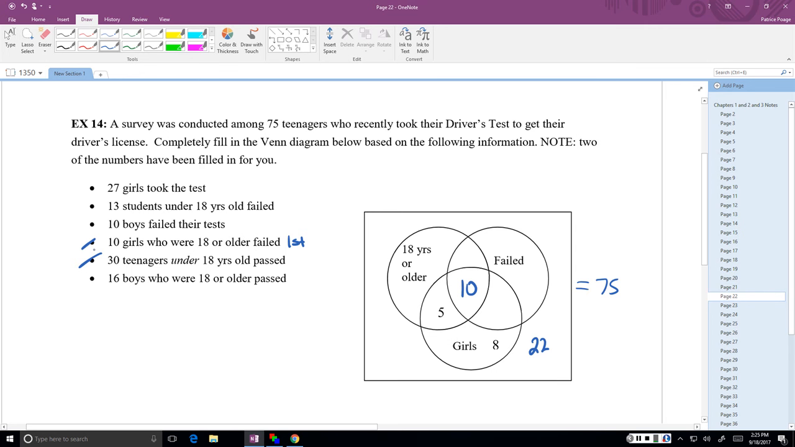16 boys who are 18 or older passed. Read it slowly. 16 boys. They're not girls, who were 18 or older. So we're talking these two. Passed. That one.